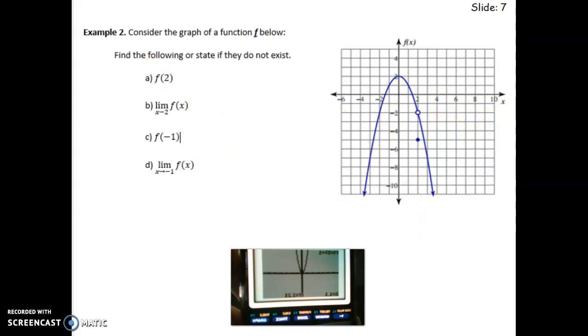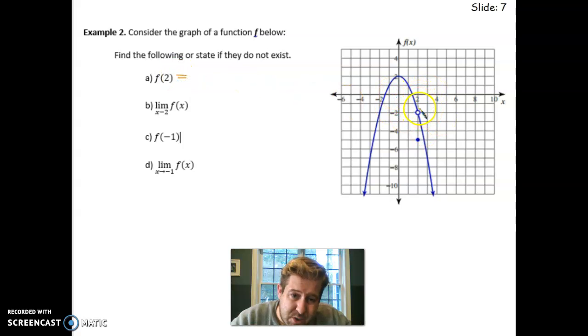So f of 2, that's just a simple function question. So when I look at this graph, f of 2 is negative 1, 2, 3, 4, 5. f of 2 is negative 5 because that's the point right there. That's a hole, and this is the actual value of that. But if we're talking limits, none of this graph is approaching this point. So that's really the point here.